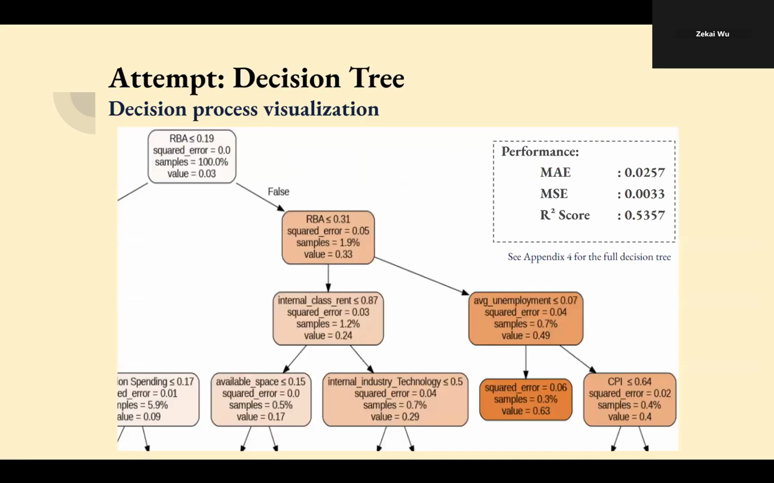To better understand the decision pattern of the model, we further chose to use a decision tree. From the zoomed section of the tree, we can briefly understand the important factors. Closer to the root, RBA plays an important role in decision making, and as decisions proceed, other factors start to matter, such as rent prices, employment rate, and CPI.